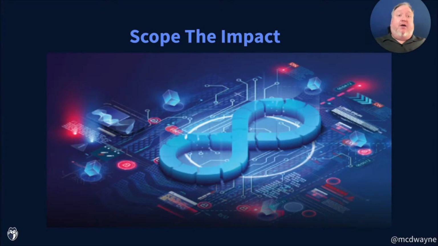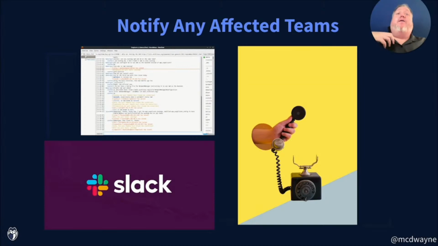Scope the impact. In DevOps, everything's interconnected. Everyone in the company is touching the pipeline somehow. Figure out what systems are actually impacted. If it's an S3 bucket that has business PDFs in it, that's one concern. If it is an access key to your AWS environment in total, that's another terrifying thing that you should be aware of.